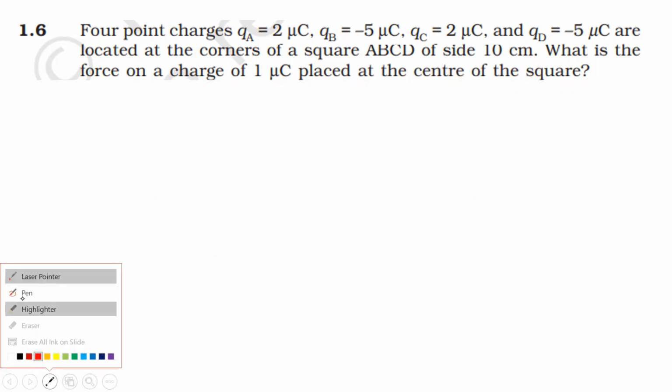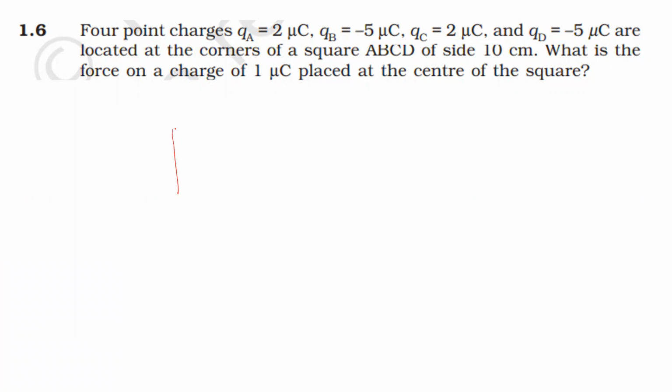Now we are going to place 4 charges at the corners of a square. Let us take the corners as A, B, C, and D. At A, we placed charge 2 microcoulomb, at B we have placed charge minus 5 microcoulomb, at C we have placed 2 microcoulomb charge, and at D, minus 5 microcoulomb charge is placed. Now we are going to place at the center a charge of 1 microcoulomb. What is the force on the 1 microcoulomb due to this system of charges? We need to calculate.